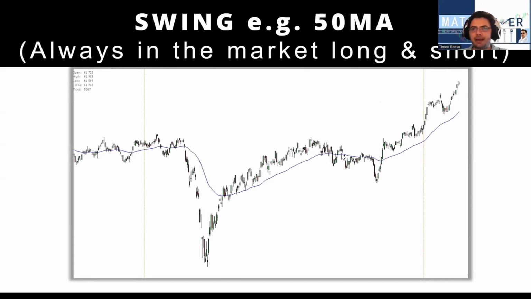So if the 200-day moving average is too slow for you, you can use the 50-day moving average instead. But I warn you that there are going to be a lot more trades that you're going to be taking and a lot more disappointments when the market does start trading sideways.